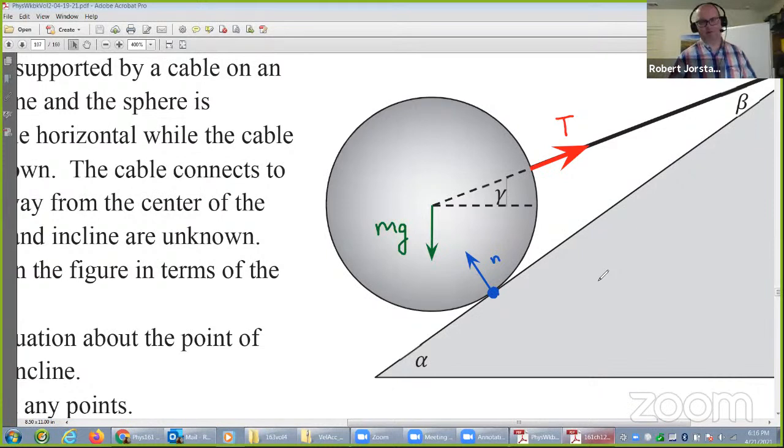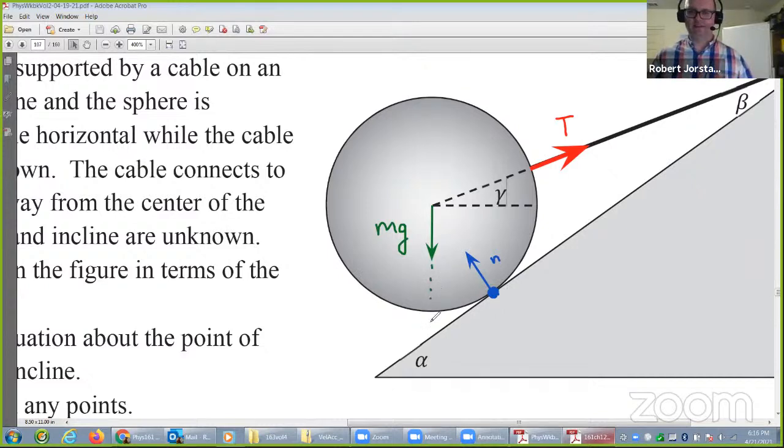Trying different pivot points can help you. You could have done the normal force or you could have done the center, but that takes out the only known quantity, mg. That's not a good idea. So in this particular problem, it makes sense to do the pivot point down there. So now, what do you think? What do you want to do?